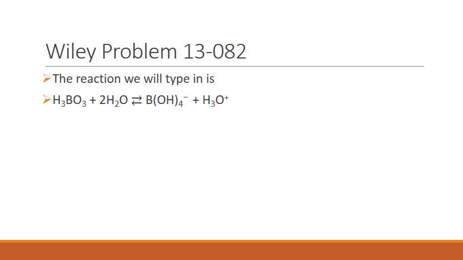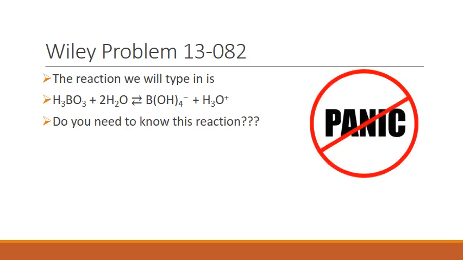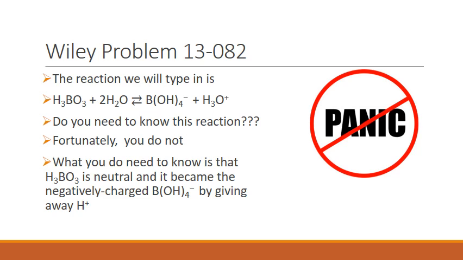So the reaction we want to type in is H3BO3 plus 2 waters in equilibrium with the tetrahydroxyborate ion and hydronium. So do you need to know this reaction? Don't panic. The answer is you don't. But what you do need to know is that this H3BO3 starts out neutral and it becomes negative. And the only way it does that is by donating an H+ ion.